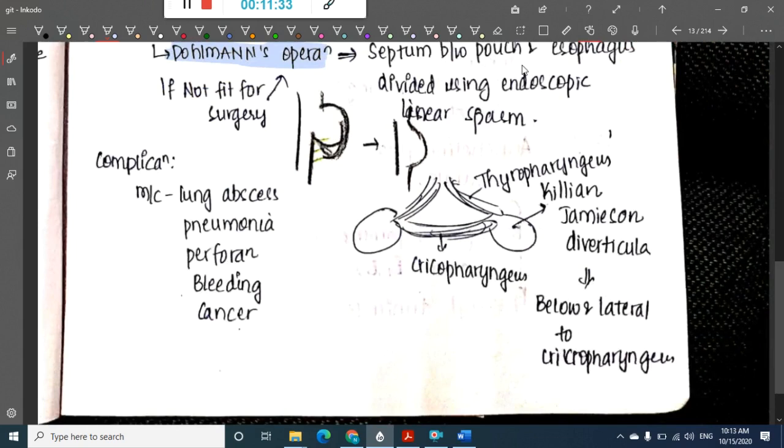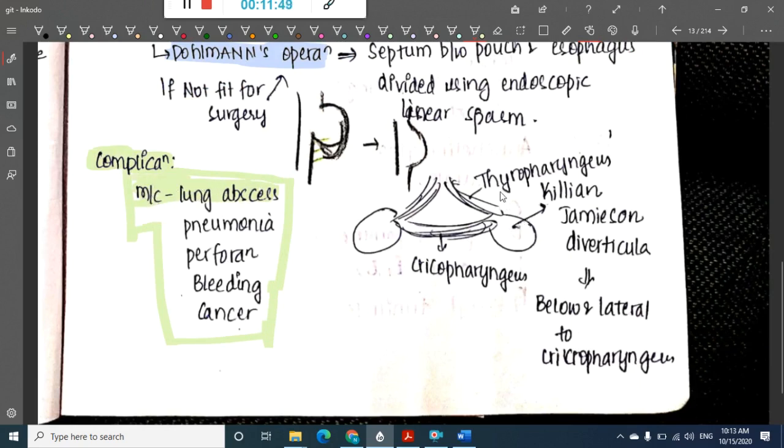Then we have complications. The complications of Zenker's diverticulum include lung abscess. The most common complication is lung abscess. Other complications like pneumonia, perforation, bleeding and cancer are also seen.